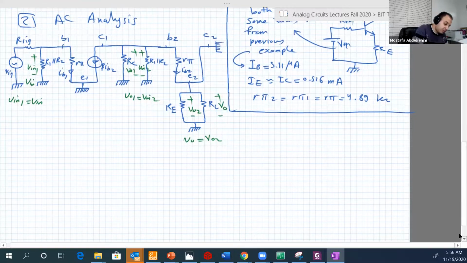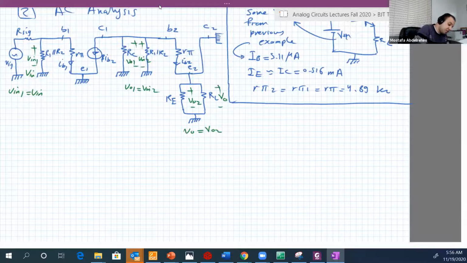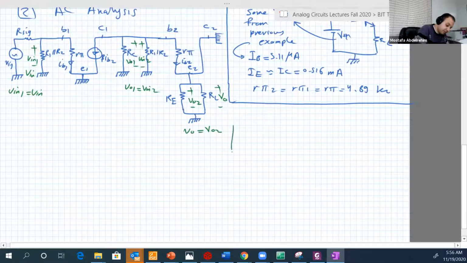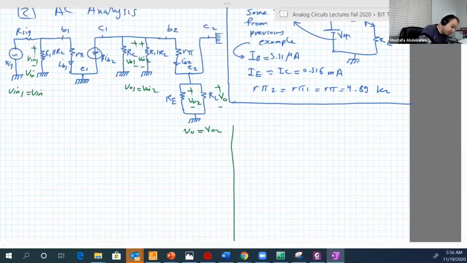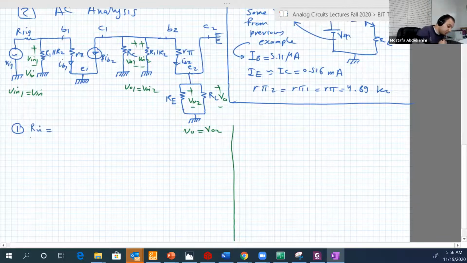Good. Let's draw a line. So number 1, our input. If you look between these two terminals, our input is easy, R1 parallel R2 parallel R by.